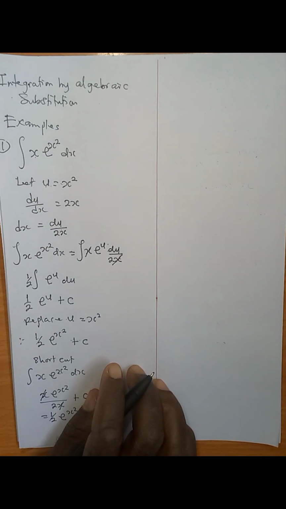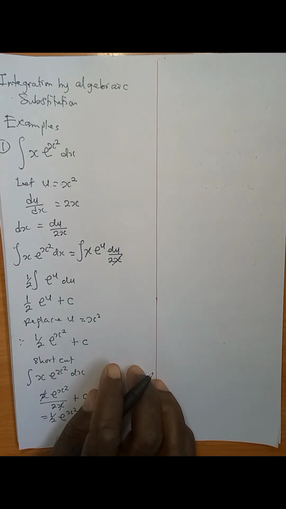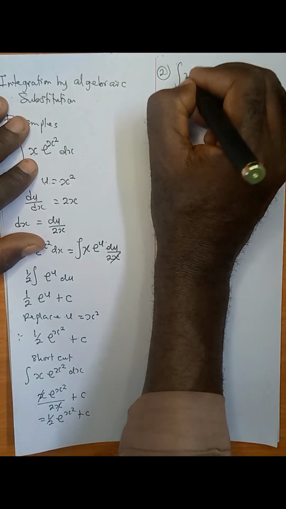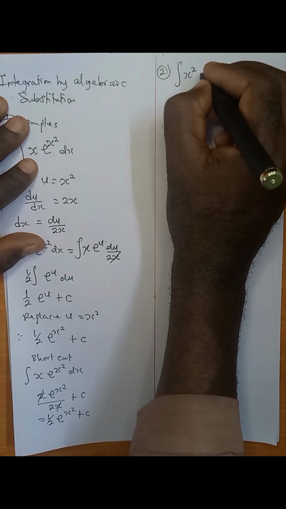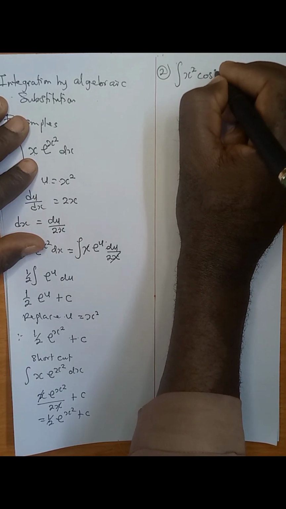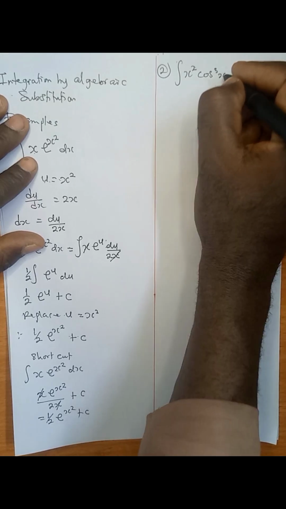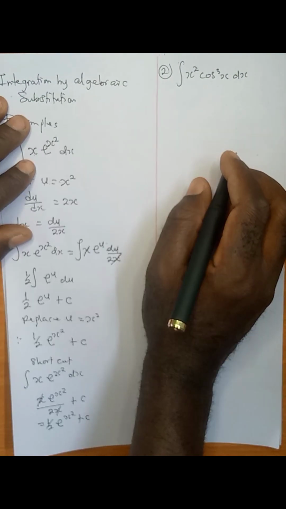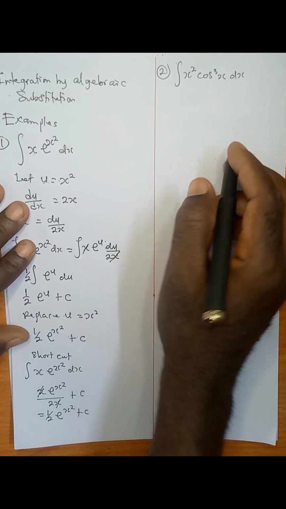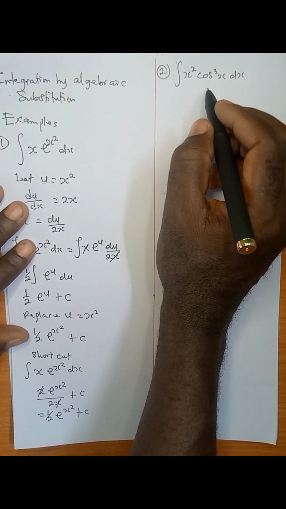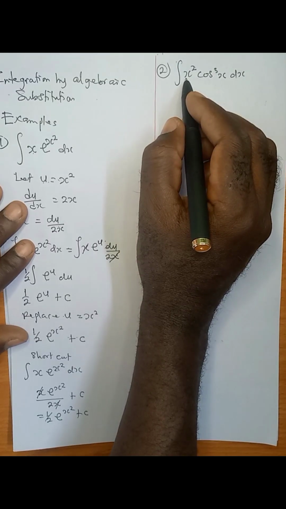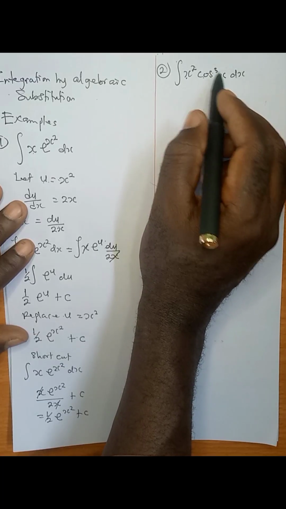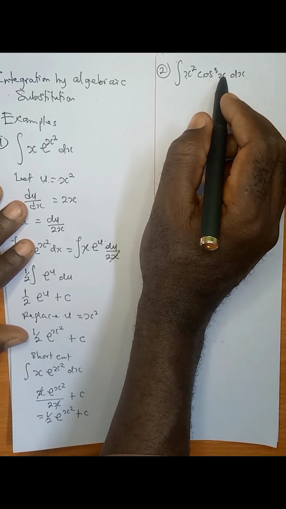Now let us take a look at another example. Example 2. We have the integral of x squared cos cube x dx. Now, what are we going to use here? By default, we are going to use the x that has the higher power. Here, we have x raised to power 2. Here, x is raised to power 3. This is how we write it. Don't say it is cos that's raised to power 3, not x. It is x that is raised to power 3.